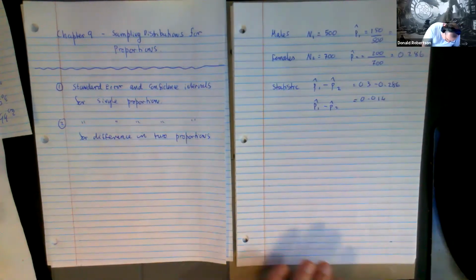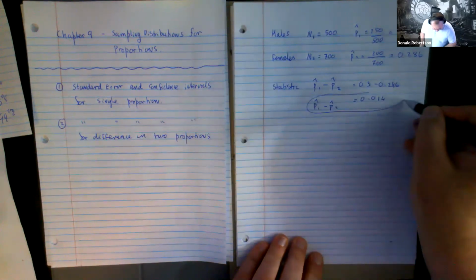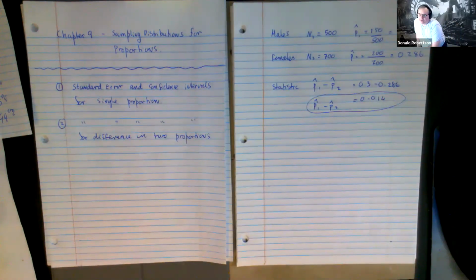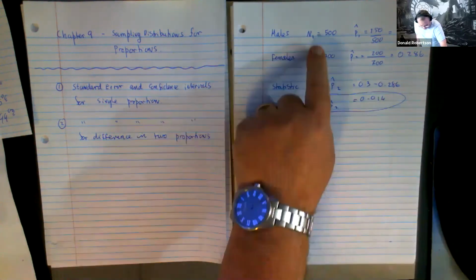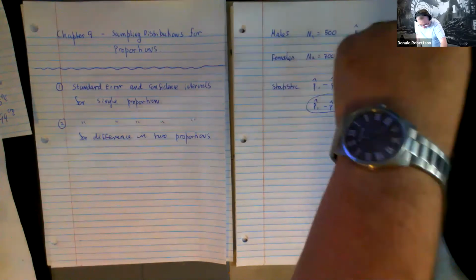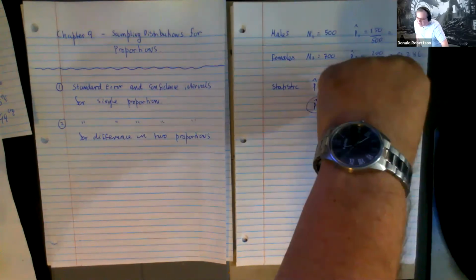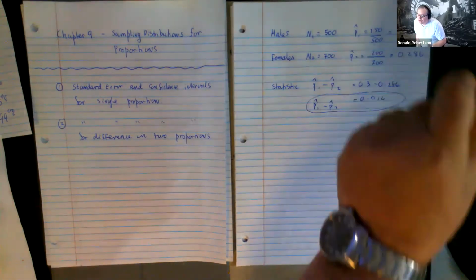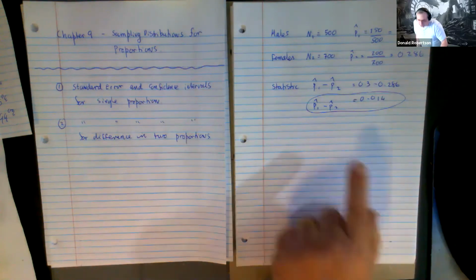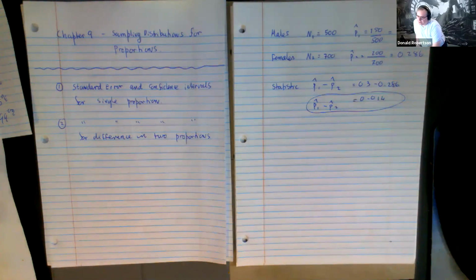I'll put a bubble around it. There we go. And we are going to find a confidence interval for the difference. So we're not going to find a confidence interval for this one and another for that one and then compare them. We're going to make one single confidence interval for the difference between them.